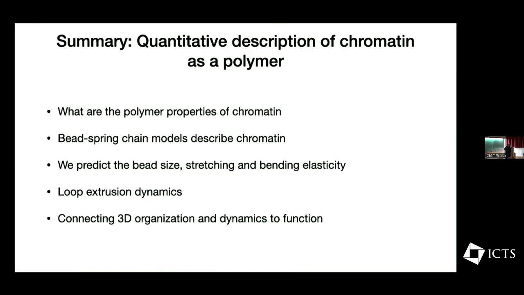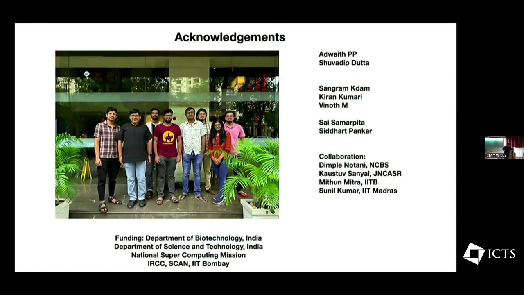So to summarize, we talked about the polymer properties of chromatin, the bead spring chain model that describes chromatin, and we can predict bead size, stretching and bending elasticity, and loops, and we studied loop extrusion dynamics. We can connect 3D organization and dynamics to function. I'll be happy to take questions and explain more after the talk.